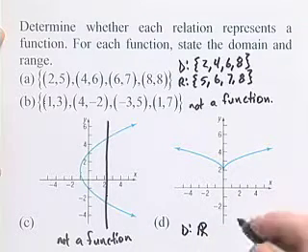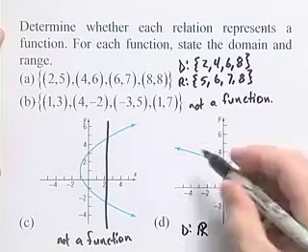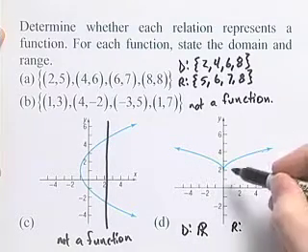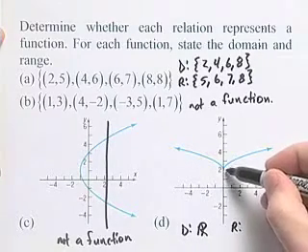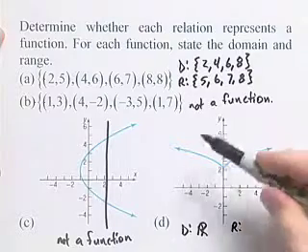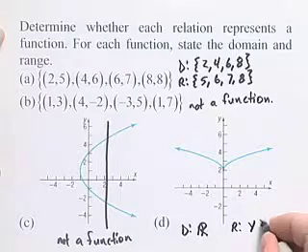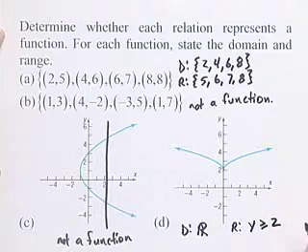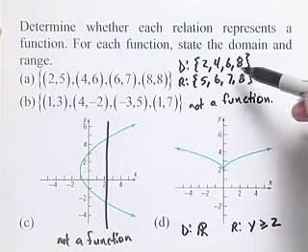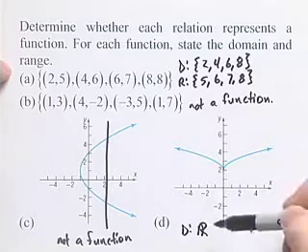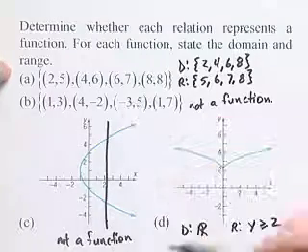For the range is going to be the set of y values for all the ordered pairs on the graph. And if we look at the graph, it looks like the smallest y value is at 2, and because the graph continues to go up forever, we'll say that the range is y greater than or equal to 2. So we have a function in part A, we have a function in part D, but parts B and C are not functions.